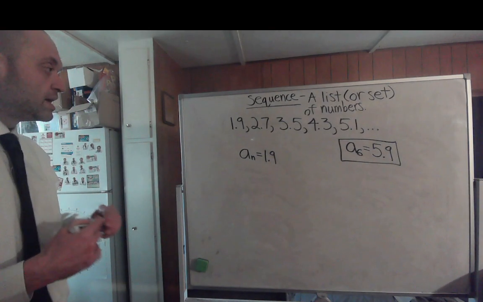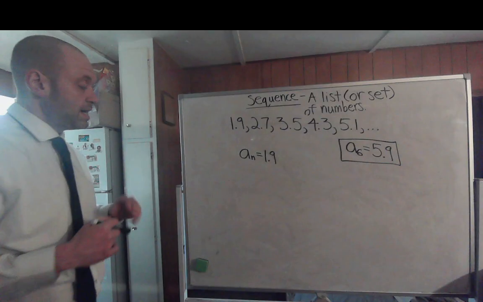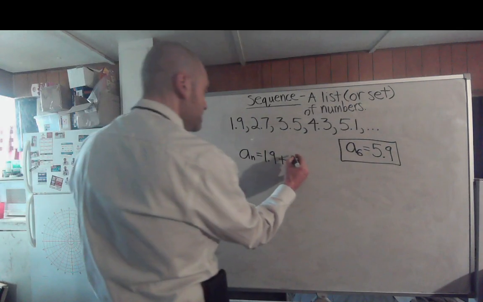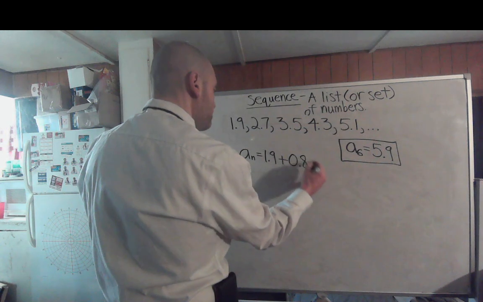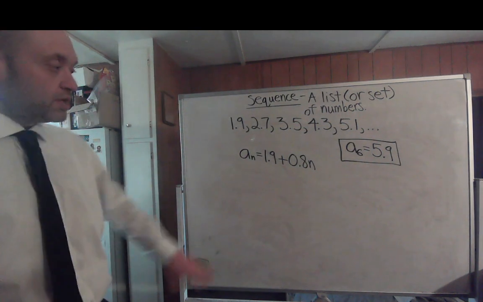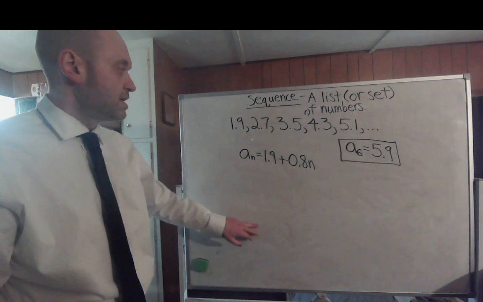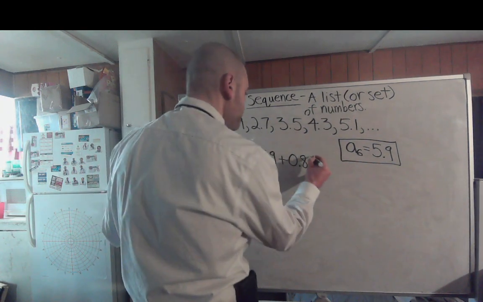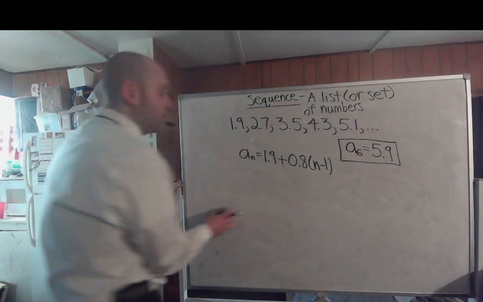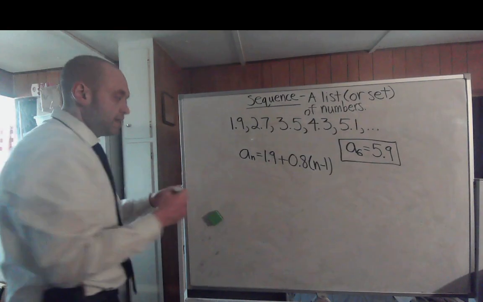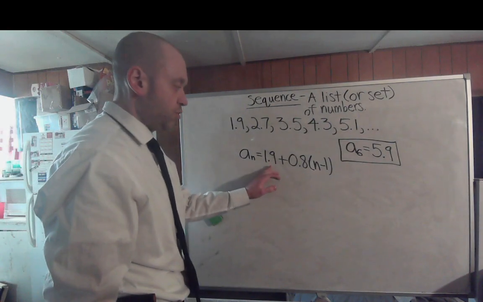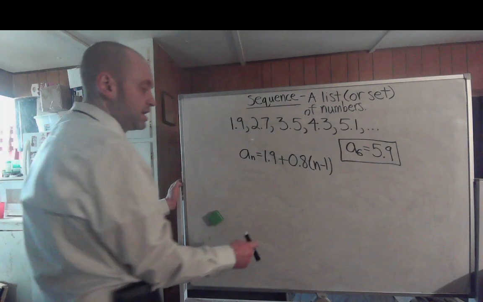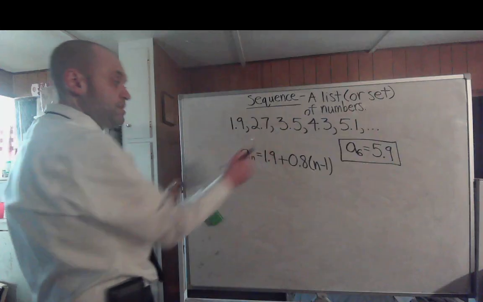The first term is 1.9. Well, notice it keeps going up by 0.8. That should be plus 0.8 times n. Actually, that'd be 0.8 times n minus 1, excuse me. So if I put in 1 for n, I would get 0 here, so I get 1.9. Now if I put in 2 for n, I would get 1.9 plus 0.8, which gives me 2.7. Put in 3, I would get 1.9 plus 1.6, which gives me 3.5.